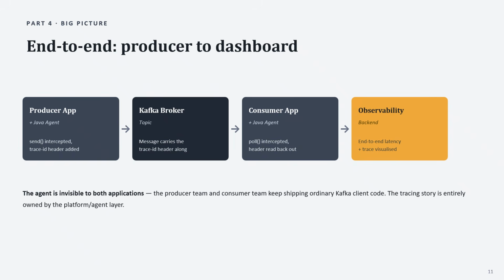End-to-end, from producer to dashboard: the producer app plus the Java agent, the send method is intercepted and the trace ID header added. In the Kafka broker topic, the message carries the trace ID header along with it. The consumer app plus the Java agent, poll is intercepted and the headers are read back out, and the observability backend shows end-to-end latency or the trace visualization. The agent is invisible to both applications. The producer team and the consumer team keep shipping ordinary Kafka client code, and the tracing story is entirely owned by the platform or agent layer.